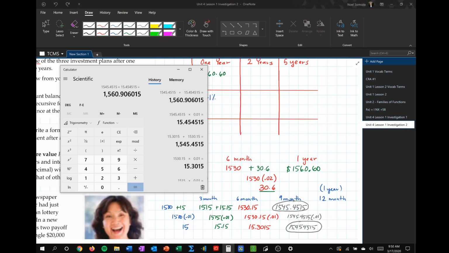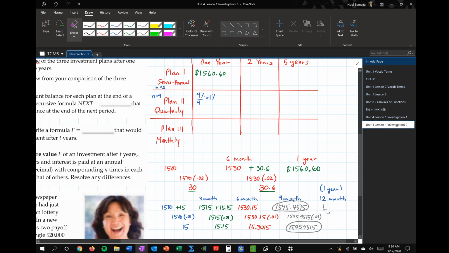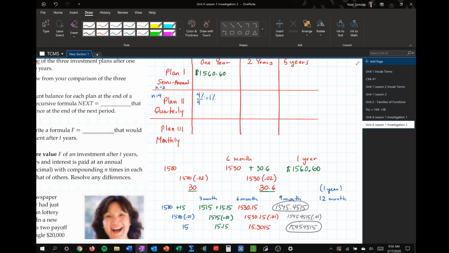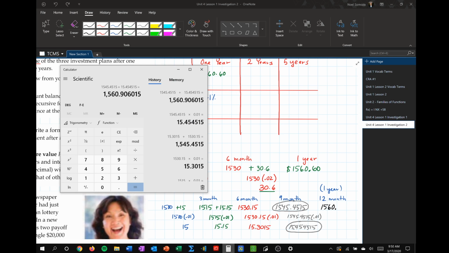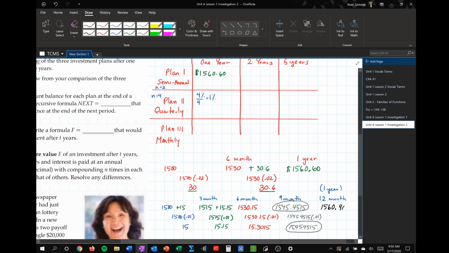So we get 1560. Let me do this in a different color actually. 1560 point 906. Okay, so I want you to compare the value that we got after 12 months when we did quarterly versus after 12 months when we did it semi-annually. Right now your total is 1560.91, right? We can round it now. 0.906 rounds to 0.91.